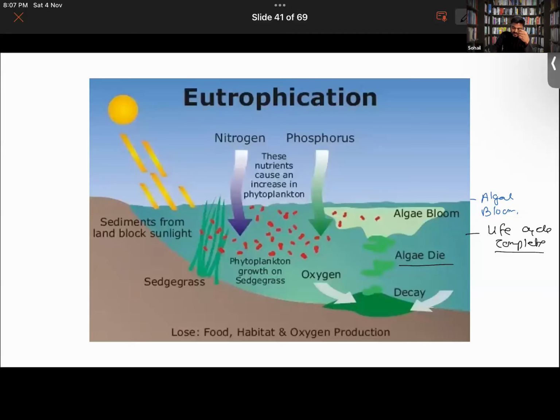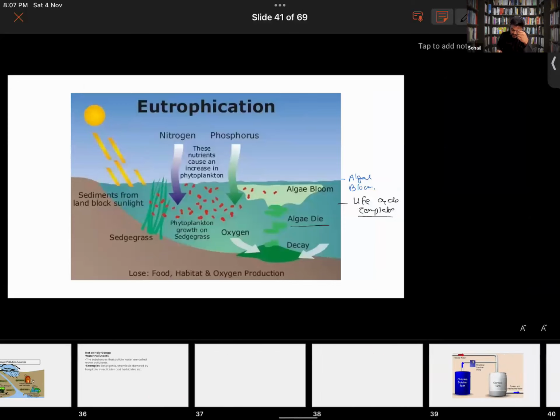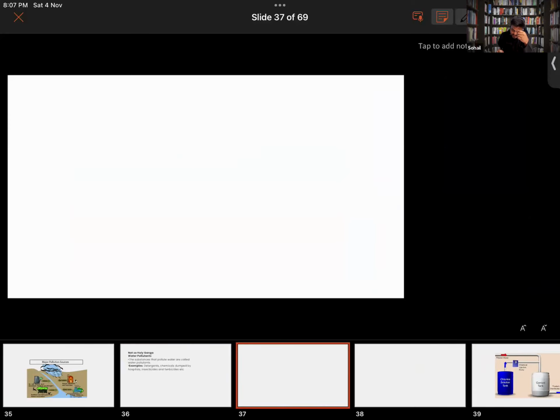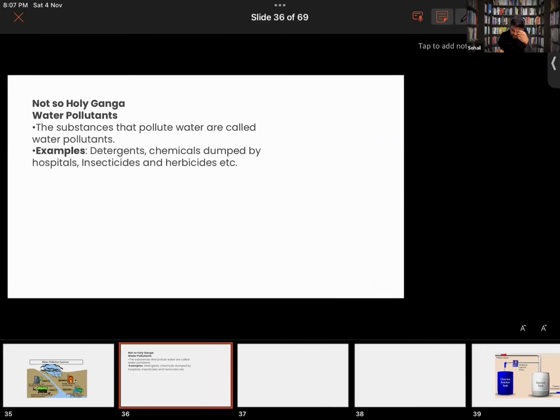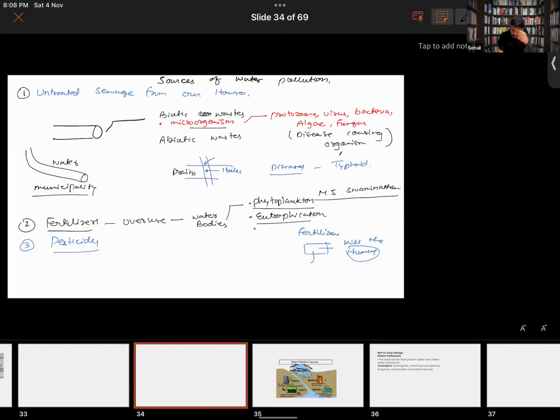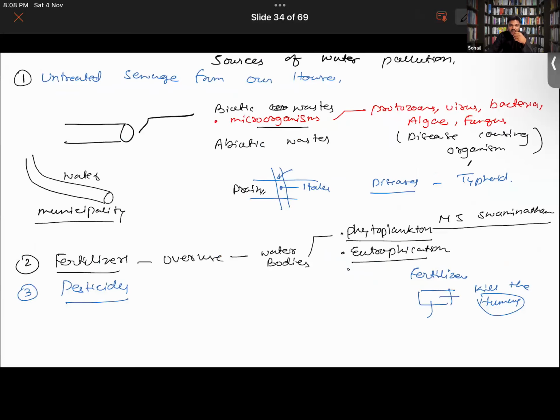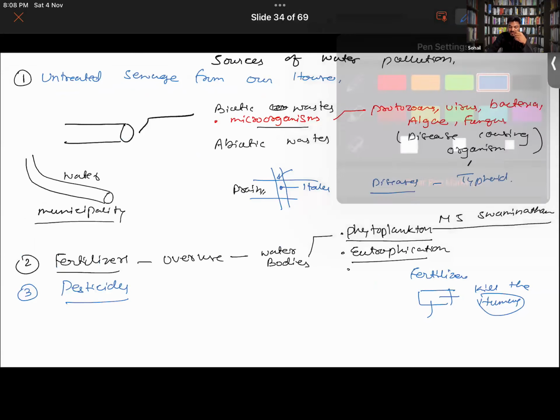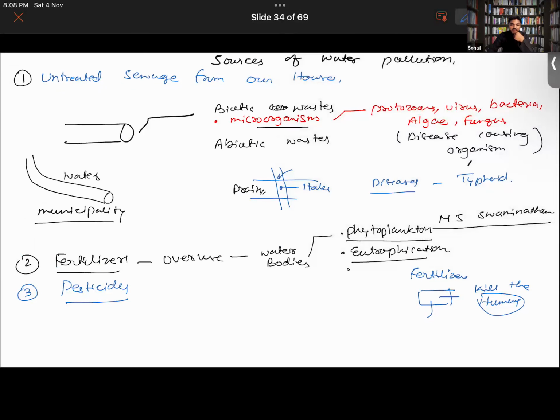Next we will talk about pesticides. Now pesticides are what? Why do we use them in agriculture? In order to kill the pests and rodents, basically.